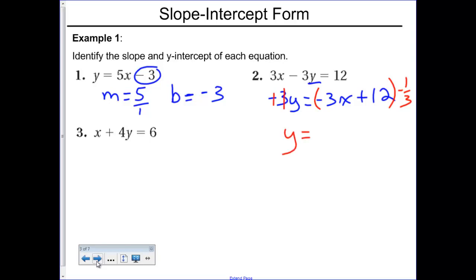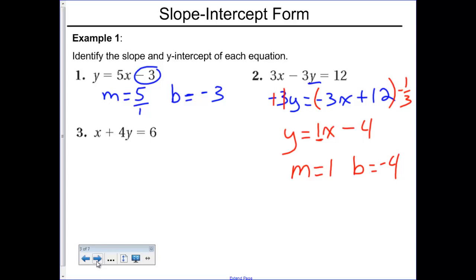That turns this back into a positive 1y, negative times negative is a positive, 3 times 1/3 is 1x, and positive times a negative is a negative, 12 times 1/3 is 4. Now we don't need this 1 out in front, but some people like to have that there so they can clearly see what the slope is. So for number 2, the slope is equal to 1, while the y-intercept is equal to negative 4.